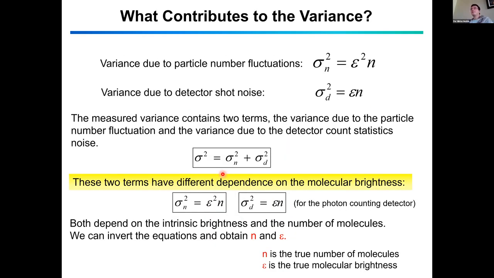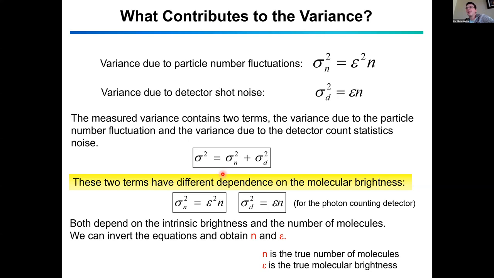Okay. What actually contributes to the variance that we are quantifying? Well, there are two major contributions. One is the variance due to particle number fluctuations, and this is what we want to measure, what we want to get in the end. This is equal to the brightness of the particle, epsilon squared, times the number of particles that we have. But then there are other variations, and the simplest one is the variance due to the detector shot noise. We're detecting single photons, so there's always going to be some shot noise. The variance of that is equal to the brightness epsilon times the number. So it scales differently in terms of brightness.